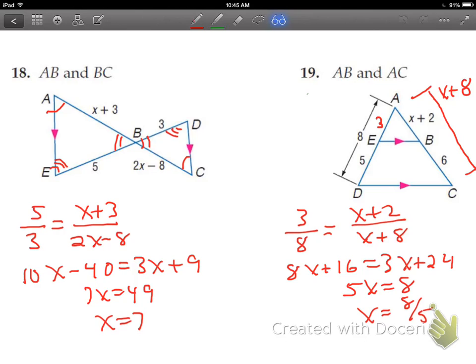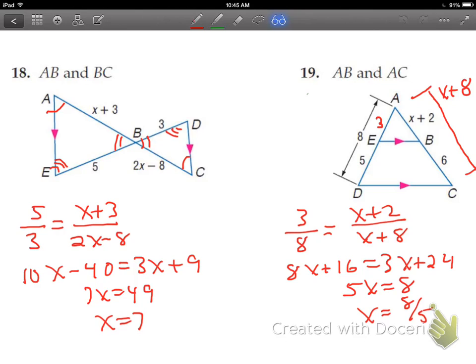On 18, we can prove the two triangles similar by angle, angle. It would be because the angles at A and C are congruent by alternate interior angles congruent due to the parallel lines. The angles at E and D are congruent for the same reason. The vertical angles at B are also congruent. So by angle, angle, we have two similar triangles.